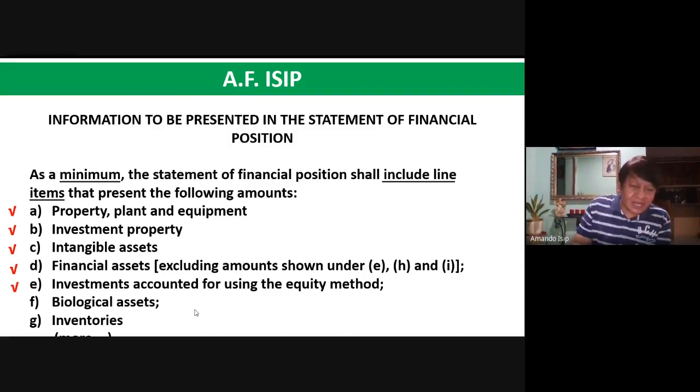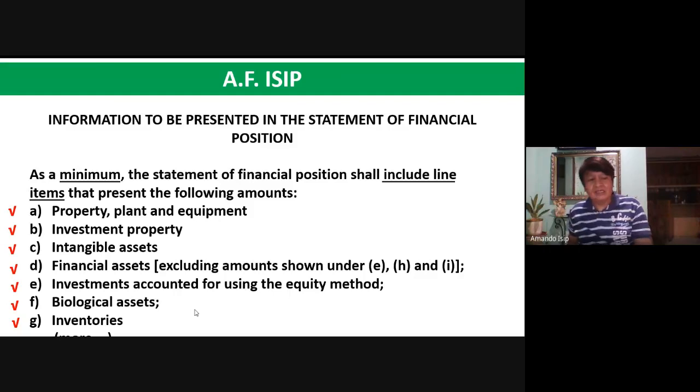And then letter E, investments accounted for using the equity method. We will discuss this later on. I want all of you to be enlightened about investments accounted using the equity method. And then we have biological assets. We already discussed this topic in our conceptual framework and accounting standards. I hope everybody still remembers this topic. When you say biological assets, we are referring to the plants, to the animals, and actually biological assets is applicable to agricultural businesses.